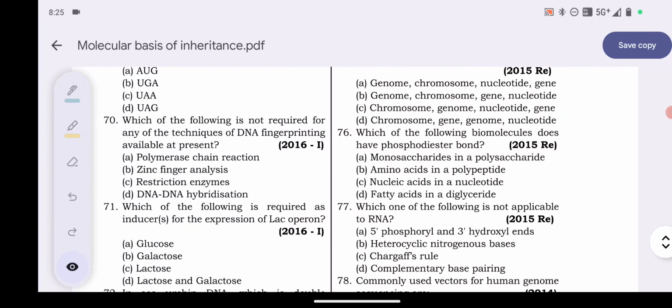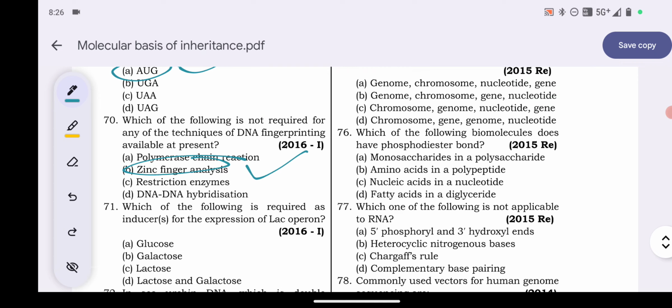70. Which of the following is not required for any of the technique of DNA fingerprinting available at present? Polymerase chain reaction, zinc finger analysis, restriction enzyme, DNA hybridization. So here option B is your answer, zinc finger analysis.